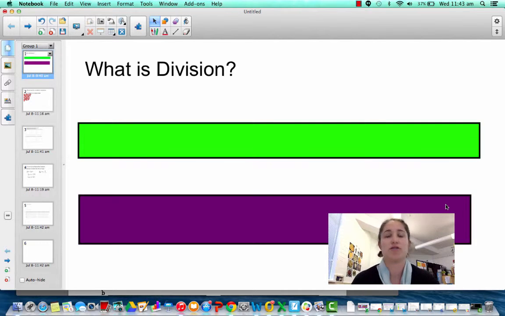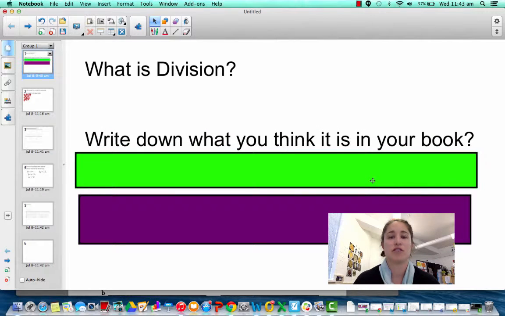First thing I want you to do, if you haven't already got it, is go and get your maths book and open it up. You'll need a pencil. What you need to write in there is what you think division is. So anything that you think about what division is, we're going to discuss our answers in a couple of minutes. So write it down.